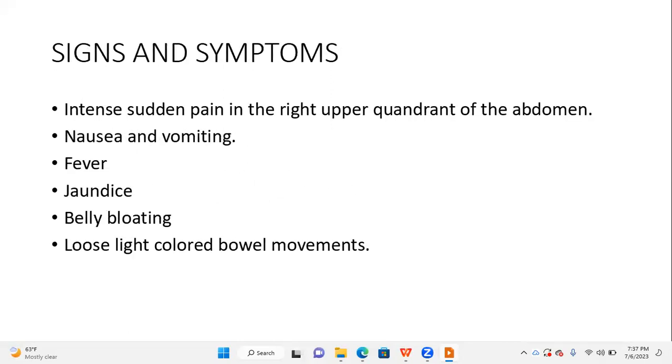The signs and symptoms of cholecystitis. Mostly patients will present with intense sudden pain in the right upper quadrant of the abdomen, nausea and vomiting, fever, jaundice. Jaundice is the yellowing of the skin and the whites of the eyes. Also belly bloating and loose, light-colored bowel movements.